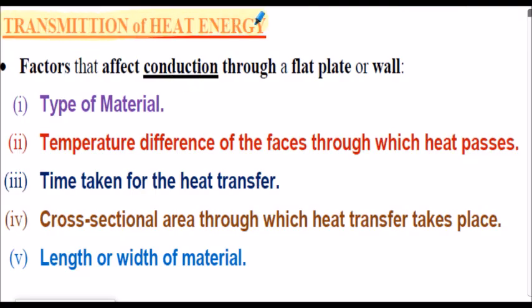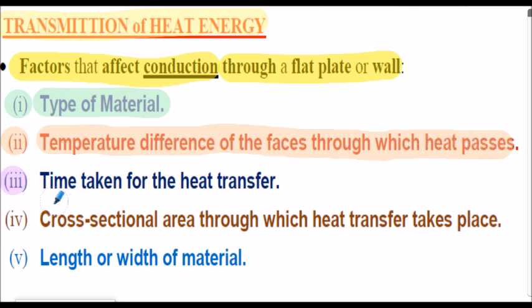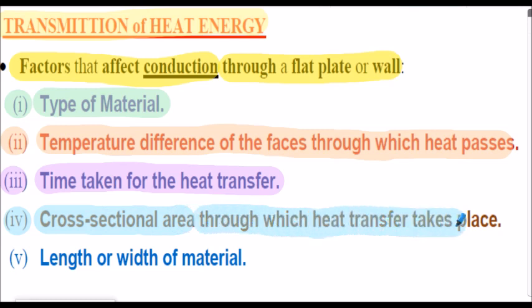Transmission of heat energy. Let's consider the factors that affect conduction through a flat plate or a wall. Firstly, the type of material used in the construction. Secondly, the temperature difference of the faces through which the heat energy passes. 3. The time taken for the heat transfer to occur. 4. The cross-sectional area through which the heat transfer takes place. And 5. The length or the width of the material used.